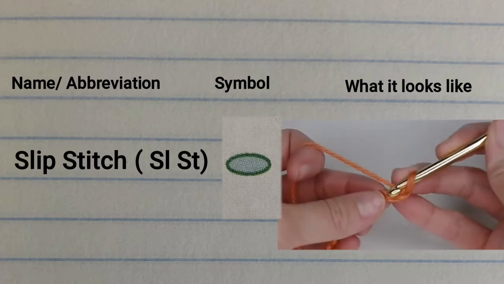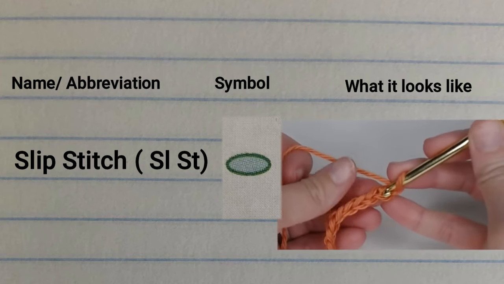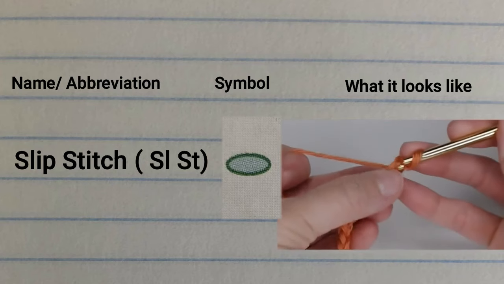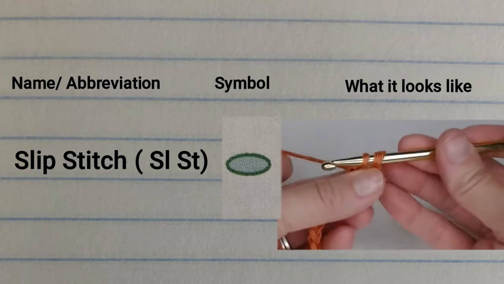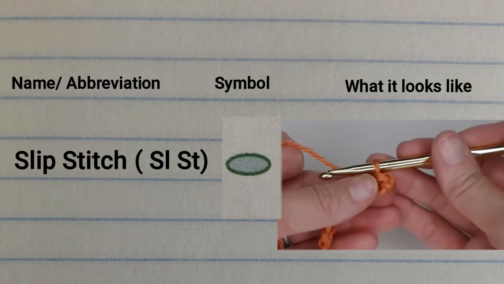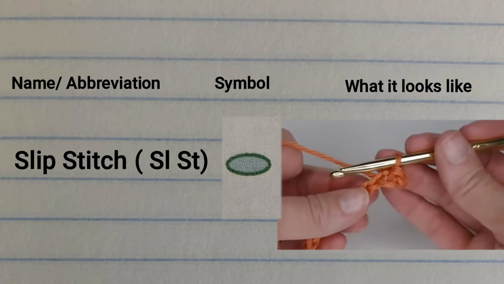Next we have the slip stitch. Here is the abbreviation. Here is the symbol for a slip stitch. And then here is what a slip stitch actually looks like. You will enter your crochet hook into the stitch, yarn over, pull through, and pull that yarn through the first loop on your crochet hook, and that is a slip stitch.